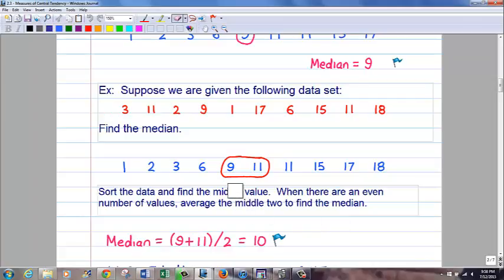So in this case, we find 9 and 11 in the middle. We add those together, divide by 2, and we get 10. So 10 would be the median of that data set. That kind of makes sense if you think about it. You put 10 right in the middle between those two. Five of them are less than 10, and five of them are greater than 10.